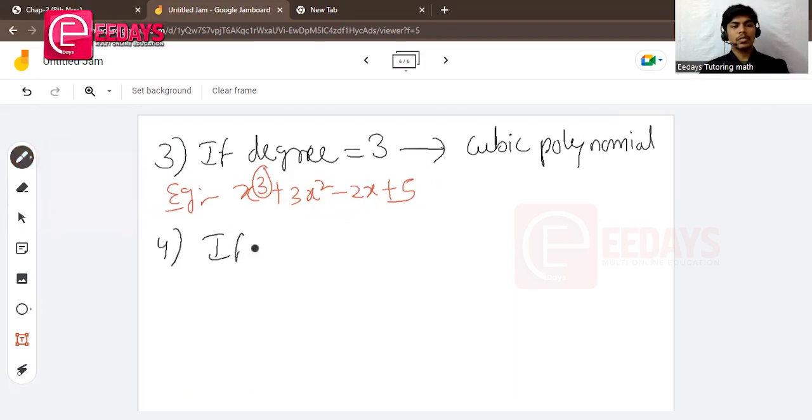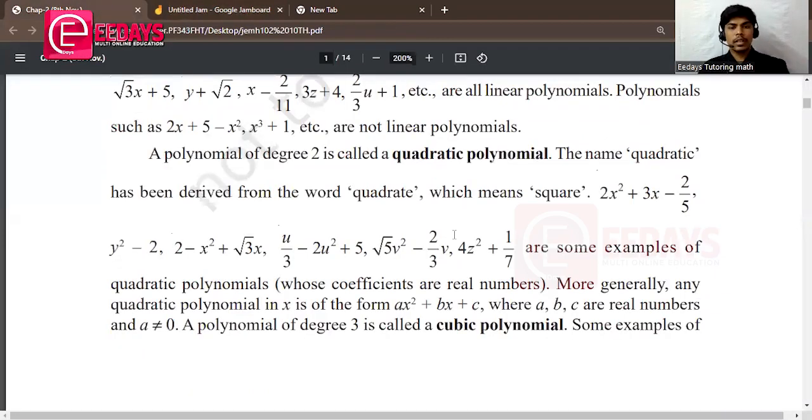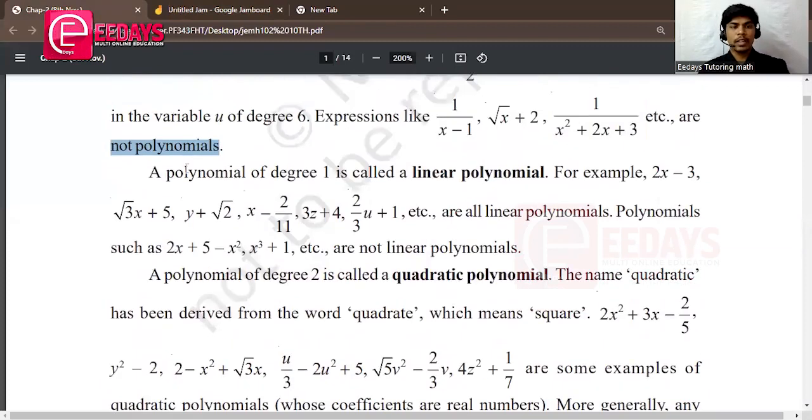What if degree is 0? As we know in the textbook, they have given the linear polynomial. If the degree of a polynomial is 1, we call it a linear polynomial. These are the examples: 2x minus 3, all those things.